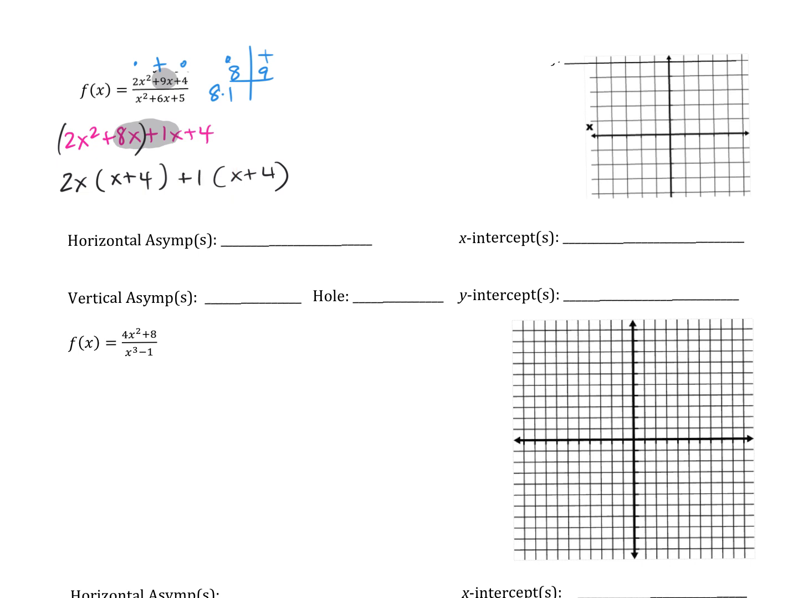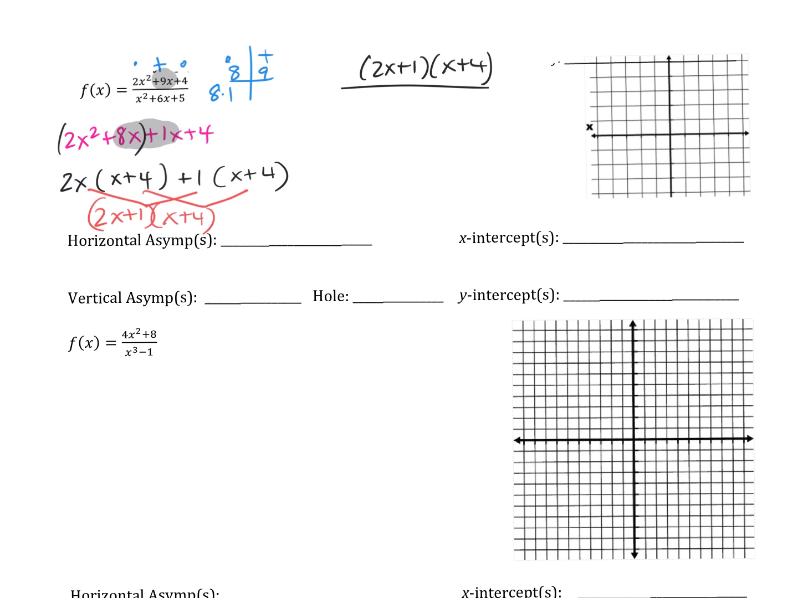Let's write this pretty. You take the 2x and the 1, and you say times x plus 4. That's what the top factors into. Are we cool with that? So I'm going to write that up here. I'm going to say, all right, the top was 2x plus 1, x plus 4.